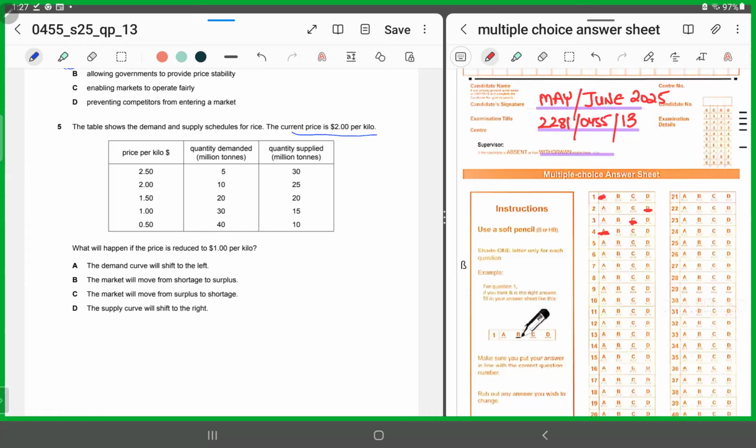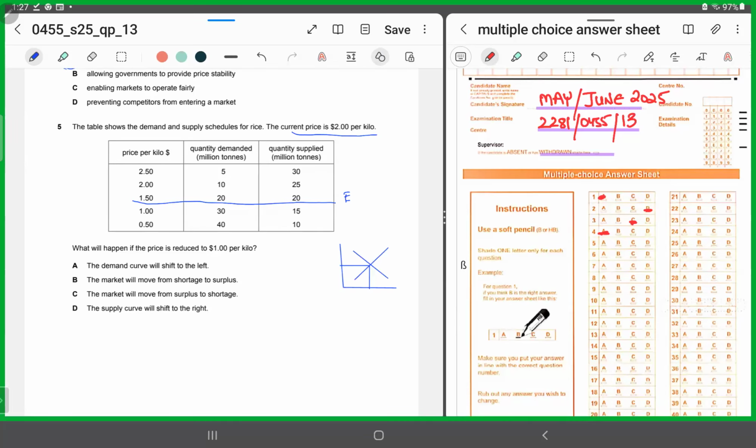And if you look at the table, it's at 1.5 where the market is at equilibrium. The quantity demanded is equal to quantity supplied. So it's at equilibrium over here. Now at present what is happening, if I draw a normal sloping demand curve and supply diagram, and I try to display what the tables are showing.